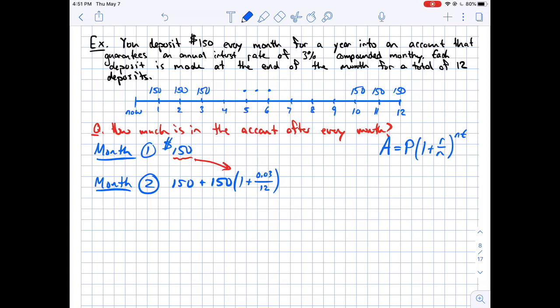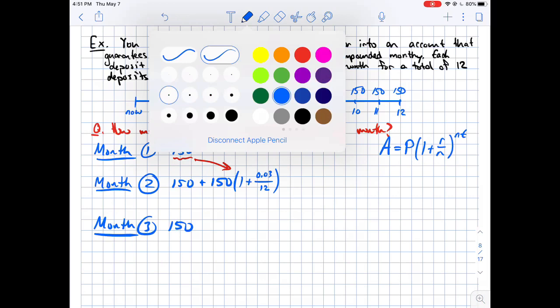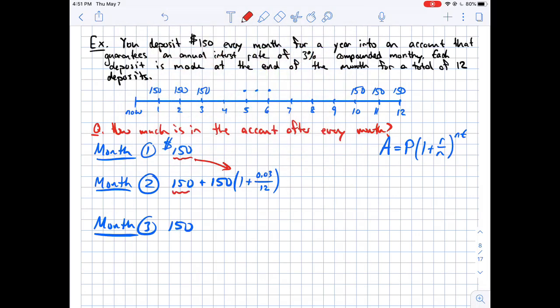Now, what we're going to do is take a look at what happens at the end of the third month, month 3. We put in another fresh $150, and then we also have the $150 that was put in at the end of last month, which is going to earn interest for 1 month. From before, we know that it's now going to be worth this much.